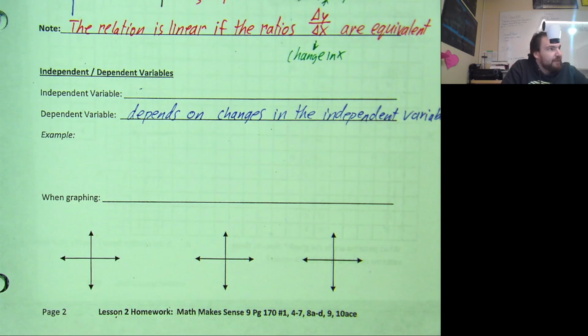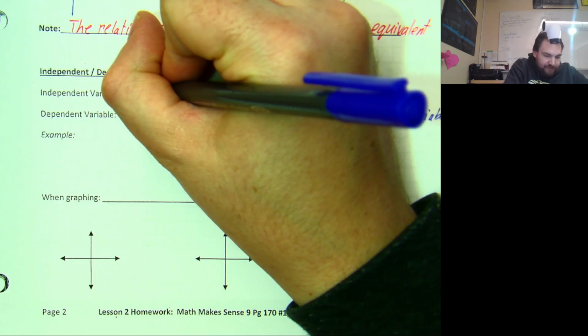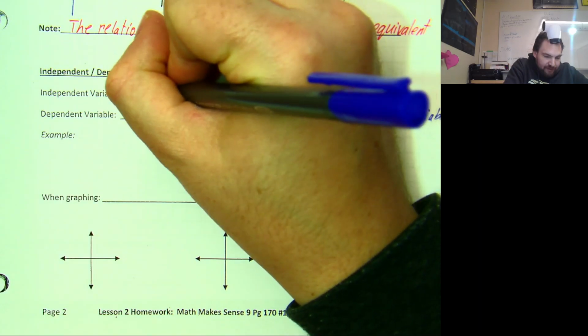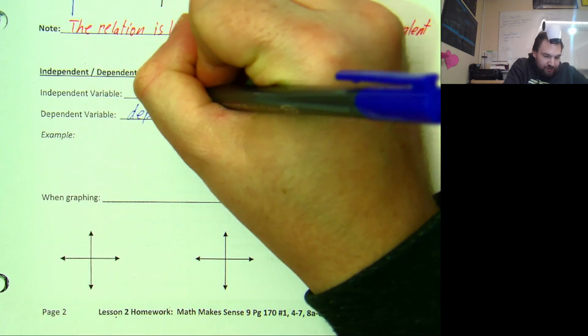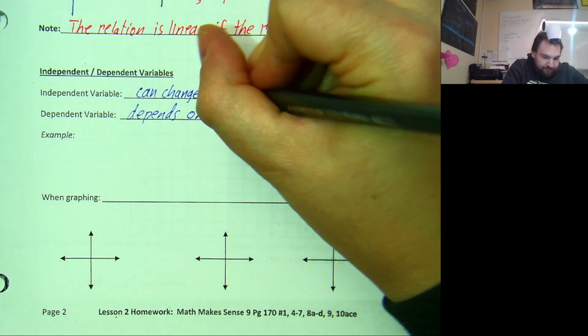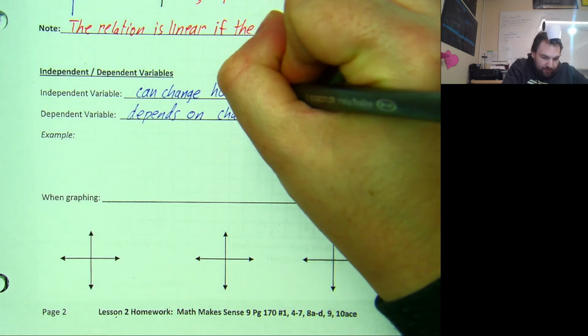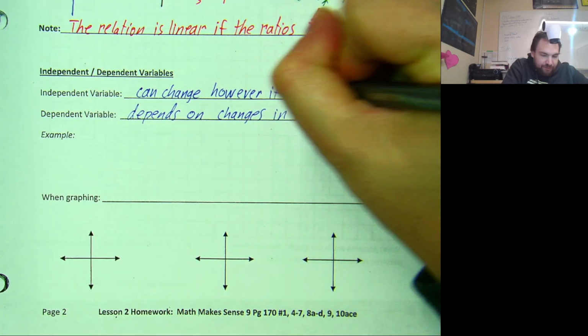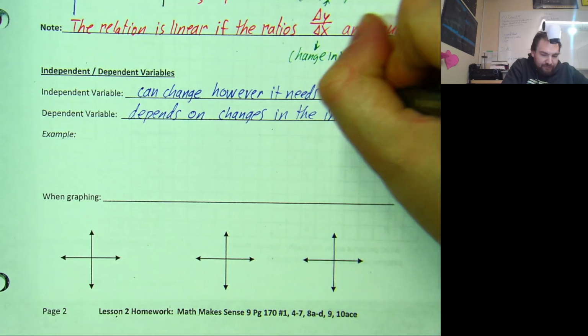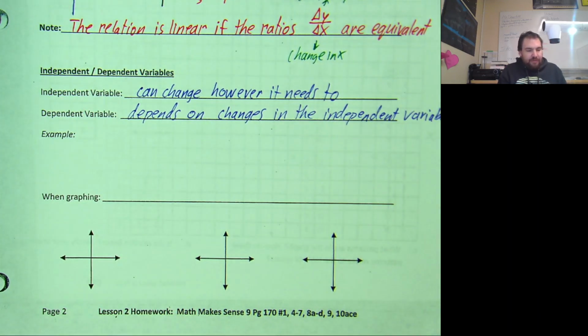The independent variable, how do I want to say that? This one can change however it needs to. I'll say it that way. You can set the value for the independent variable, and the dependent variable you will be given by the independent variable that you've chosen.